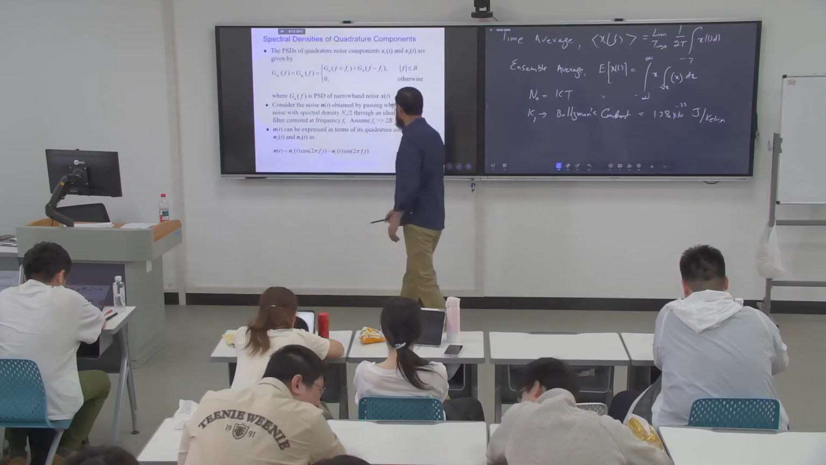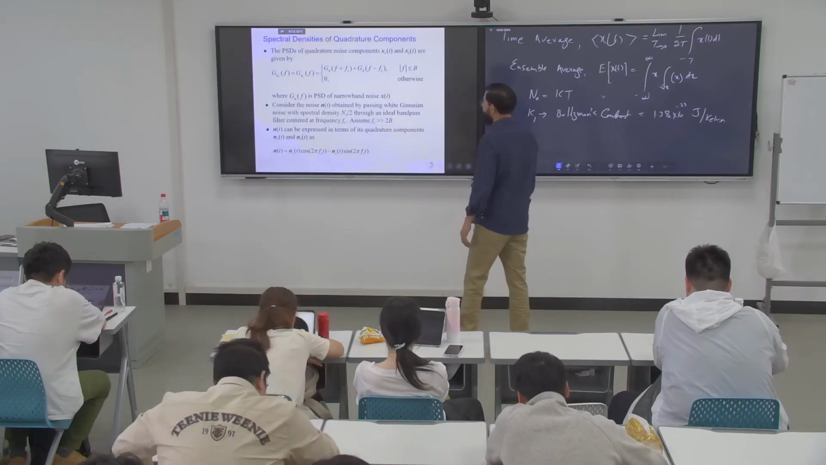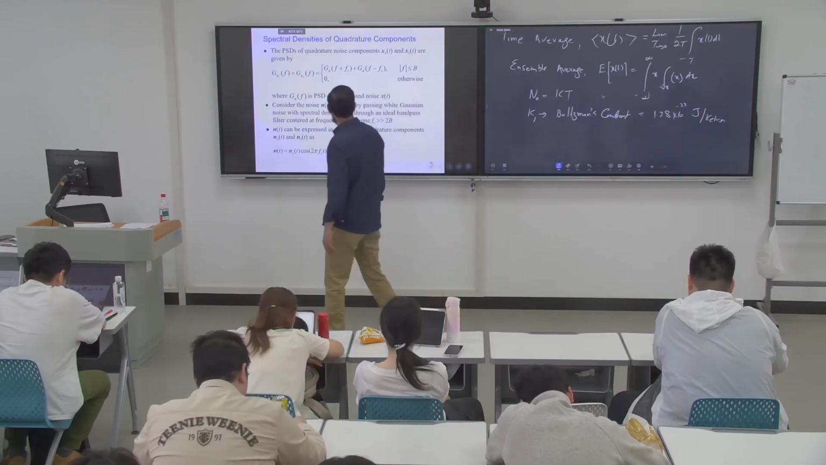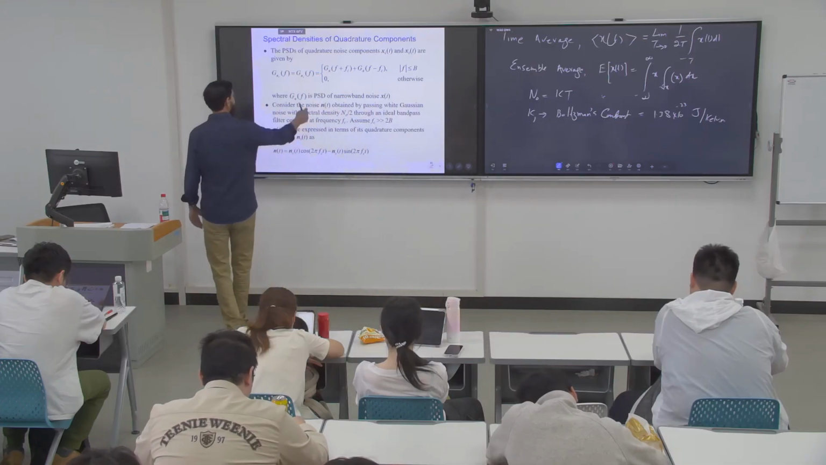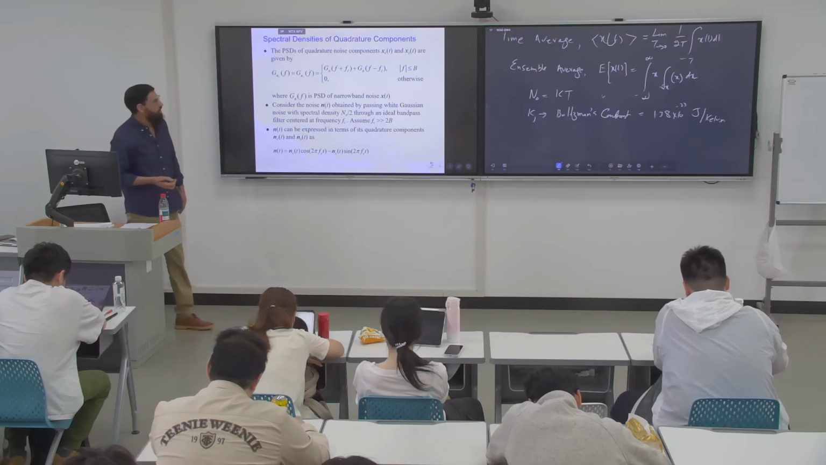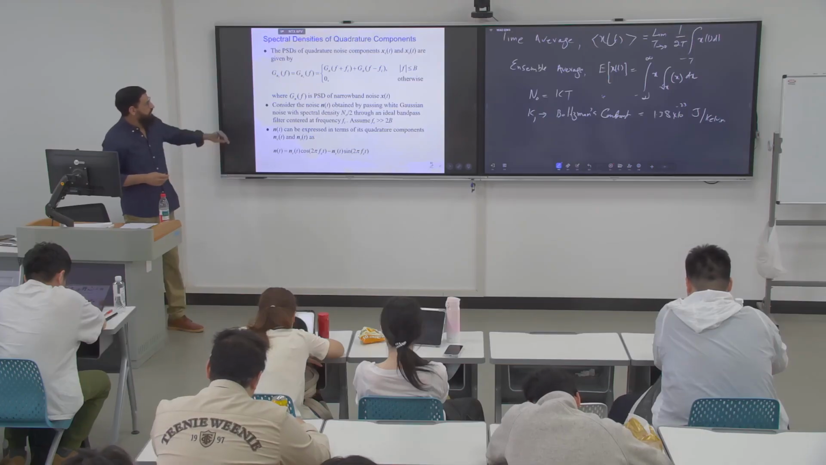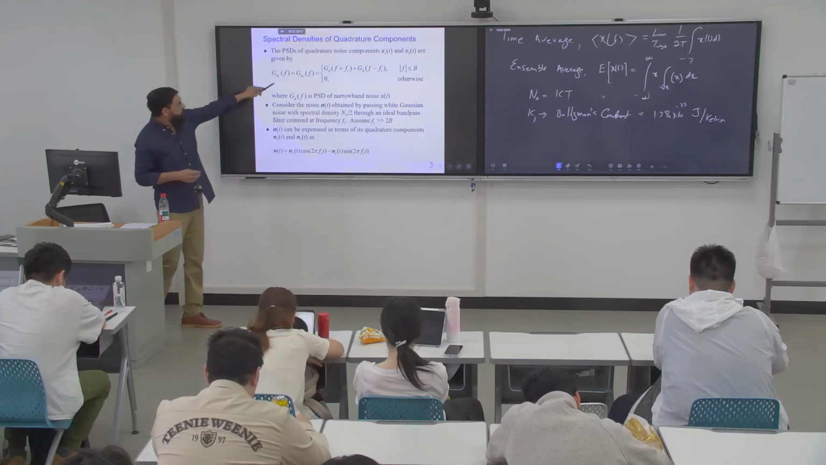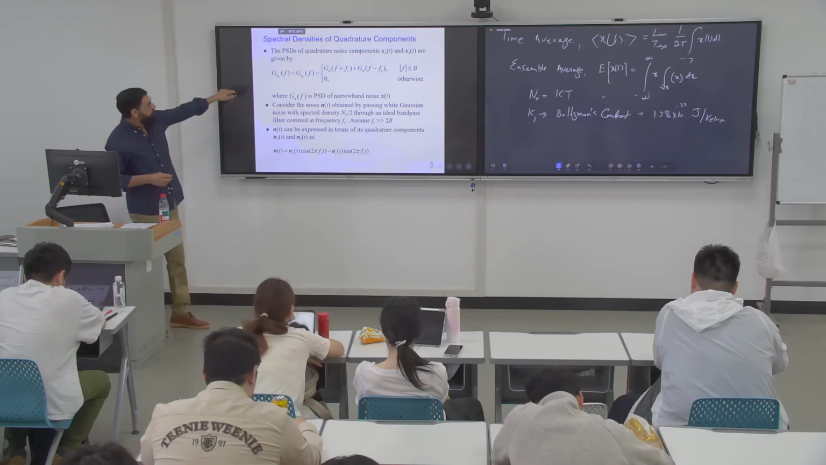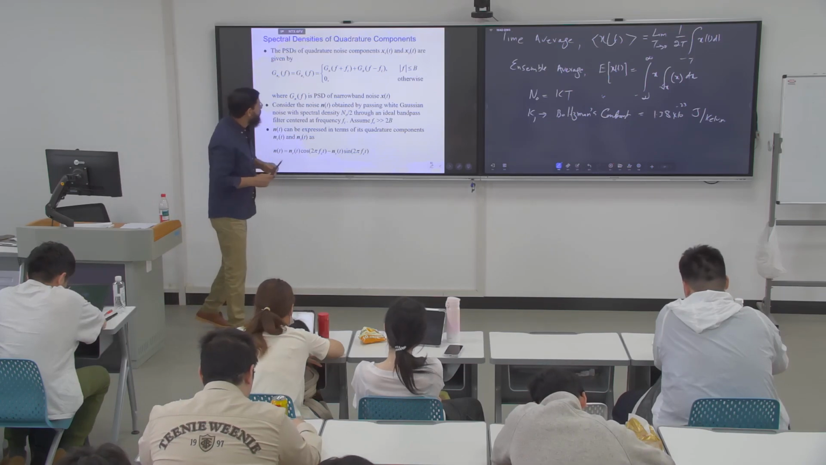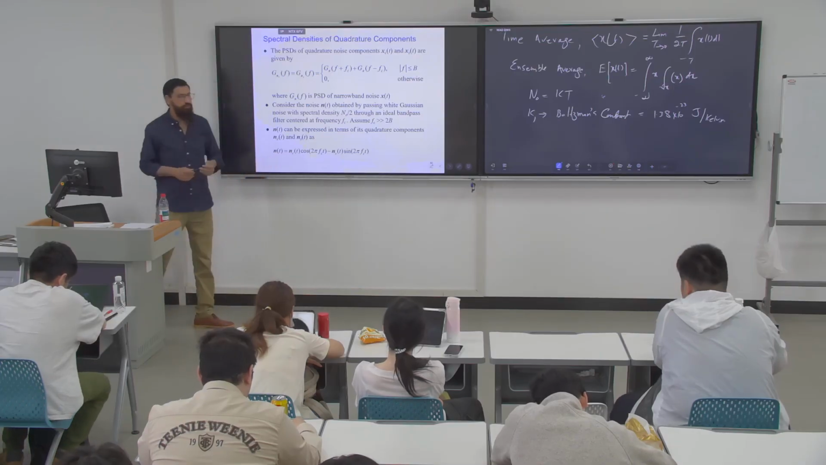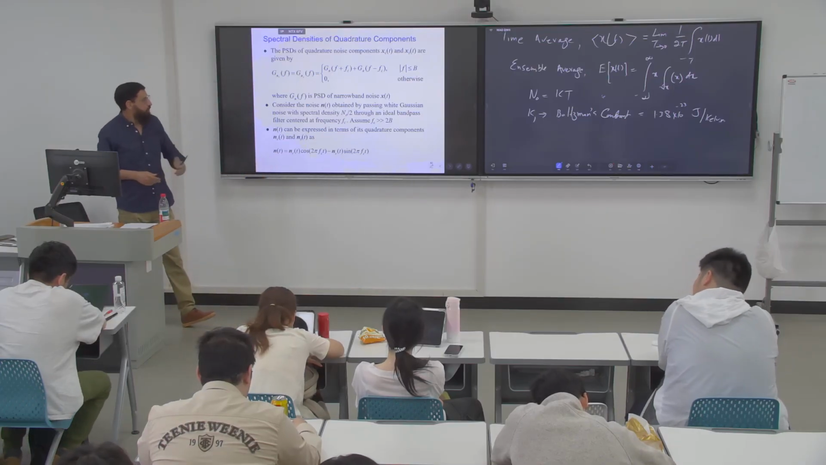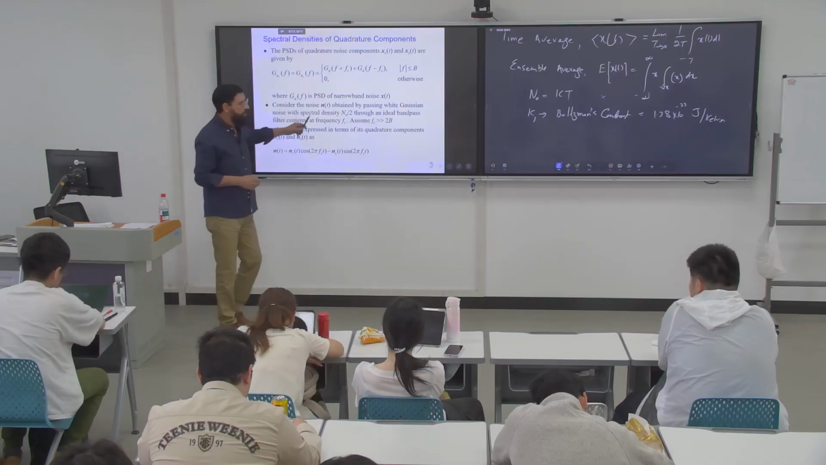Now the PSD of the quadrature noise components XC and XS are given by this. Both are equal. So here is the in-phase and quadrature component power spectral density, which is equal to G_X(f + fc) plus G_X(f - fc), where G_X is the PSD of the narrowband noise.